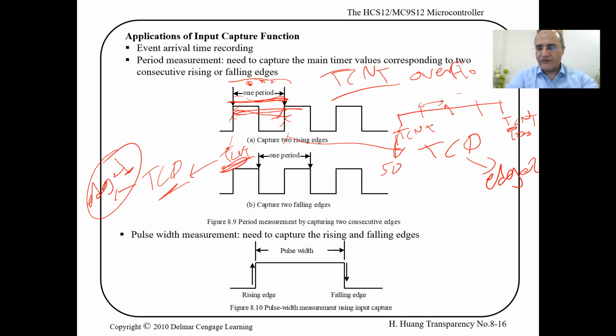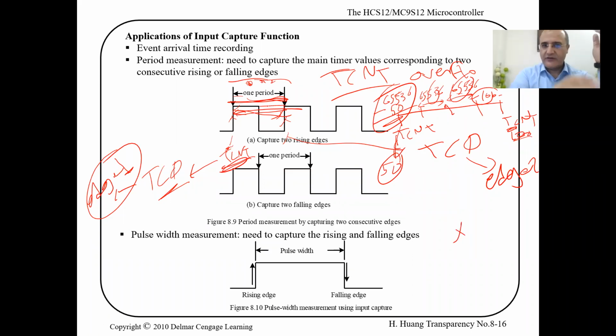Between the overflow and the overflow is how many times? 65,536 counts. And here you have 100 counts. And here you have 65,536 counts minus how many? Minus 50. So you have a number here. Add this plus this plus this plus the result of the subtraction here. You will have how many counts you had. And every count is 1 millisecond, so this is your pulse width, or the period.